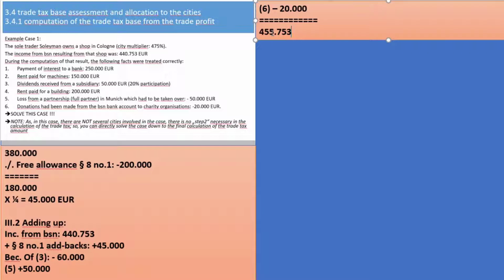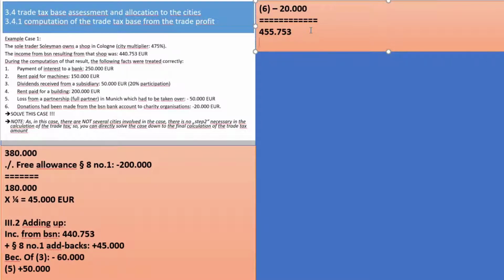And I believe that leads to 455,753. Let's check the plausibility. Minus 60 plus 50 is minus 10,000. So we would arrive at 430,000. Then we have plus 45 minus that. So 25. Yeah, seems to be correct.